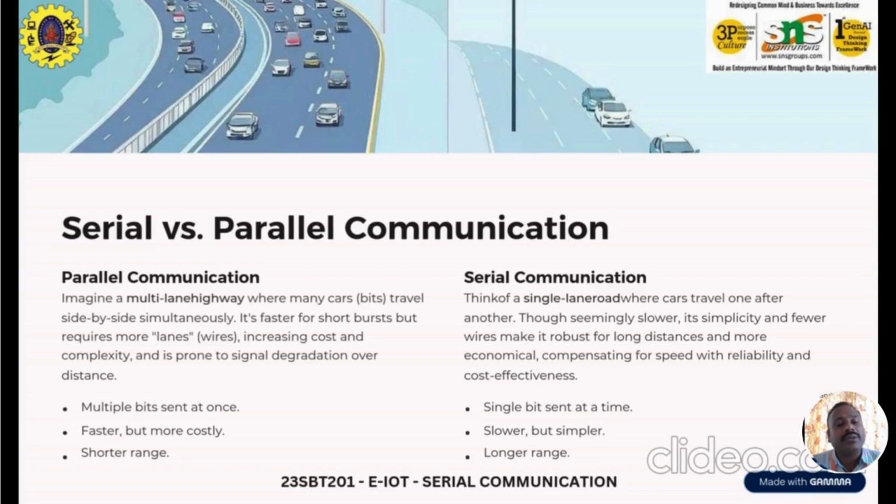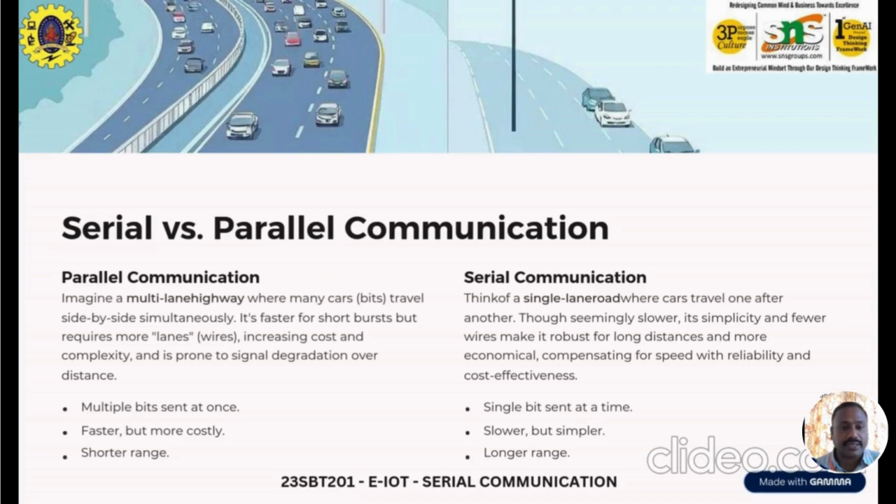In serial communication, it should follow a protocol to speed up the process, but parallel communication is only used for short distance communication. Here some drawbacks will occur. In terms of cost, when compared to serial communication, parallel communication cost is very high, but it is used for short range communications. In serial communication it's not like that. It is used for long range communication, and the cost is also very low compared to parallel.